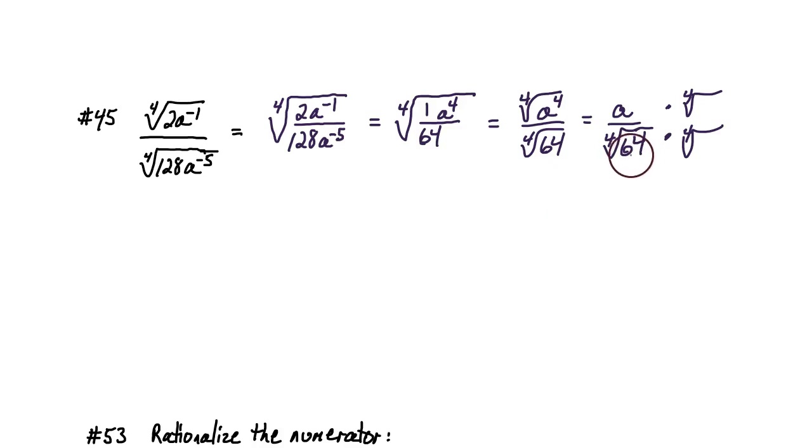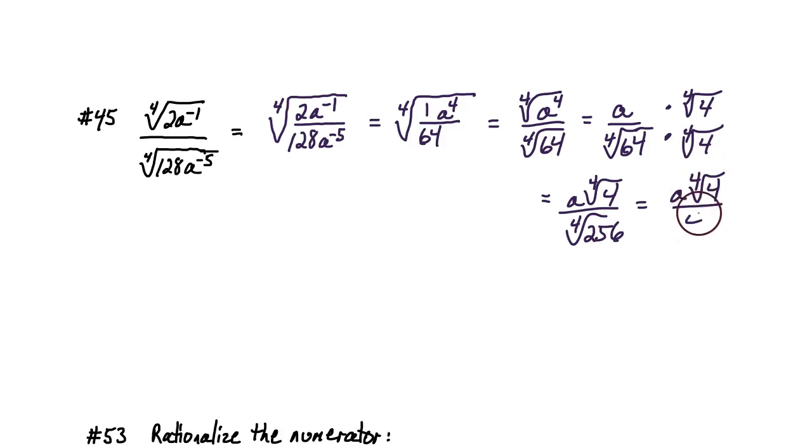What if we times 64 by 4? That makes 256. Is 256 something that you can take the fourth root of and get an integer? When we do that on the calculator, that turns out to be 4. So that would work really well. Let's multiply by a 4 here and a 4 here. So now we have a times the fourth root of 4 over the fourth root of 256. But remember, the fourth root of 256 was just the number 4. So we have a fourth root of 4 all over 4.